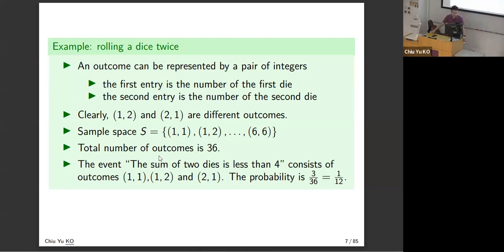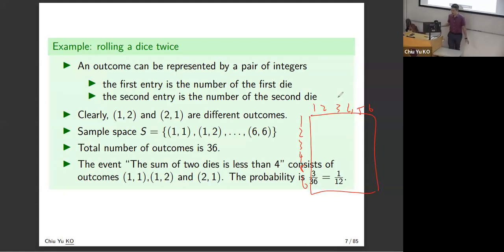Because you have 6 for the first die and 6 for the second, it is 6 times 6. We'll talk about how to count it at the very end of this class, or next class. But you can imagine why it's 36: you can put them in a table, with 1, 2, 3, 4, 5, 6 along one side and 1, 2, 3, 4, 5, 6 along the other. Each entry represents one outcome. So that's why it's 6 times 6. And that is a very simple sample space.